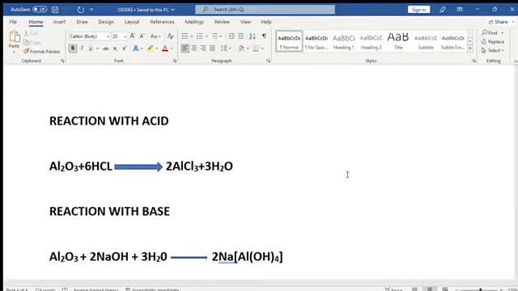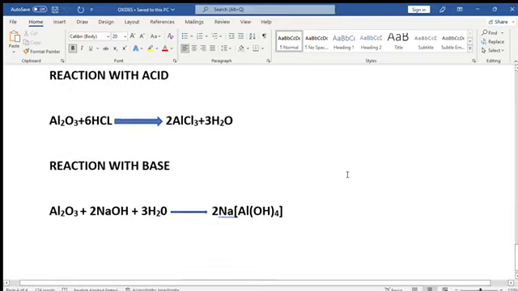Then finally, we have it reacting with a base, which will produce the same results, salt and water. So here, aluminium oxide reacted with sodium hydroxide, and then it produced sodium aluminium hydroxide, which is a salt. So basically, that is about oxides.